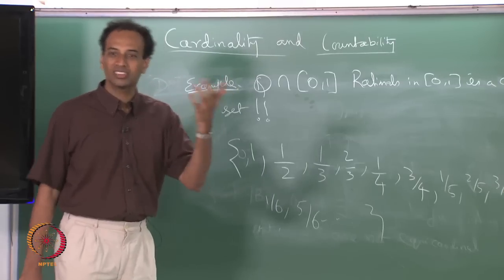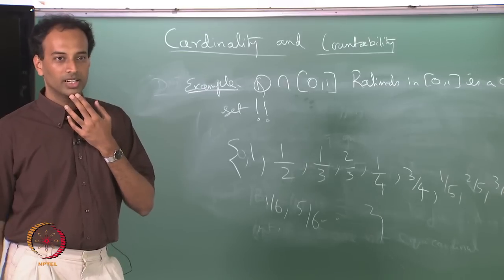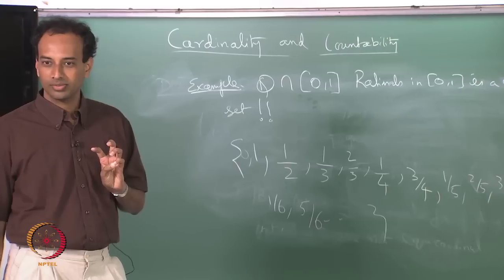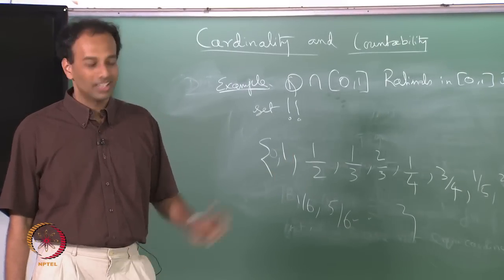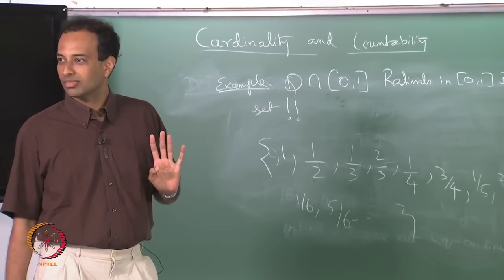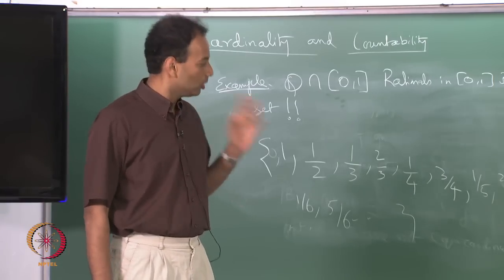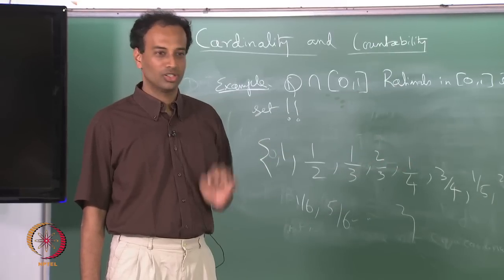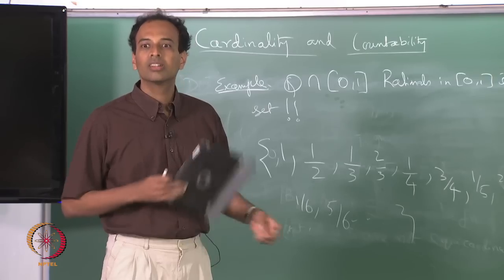I can speak of the ith rational number, correct? Is this clear? So, there are only as many rational numbers in 0, 1 as there are integers, correct? So, although there seem to be so many in 0, 1, it actually is in bijection with the natural numbers. Is that clear?